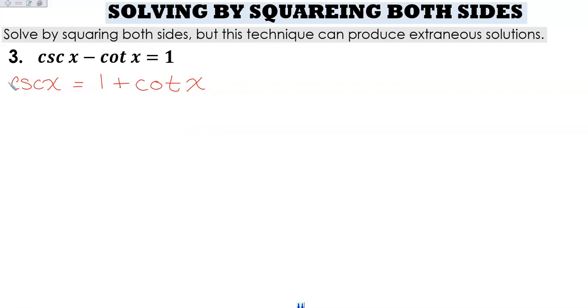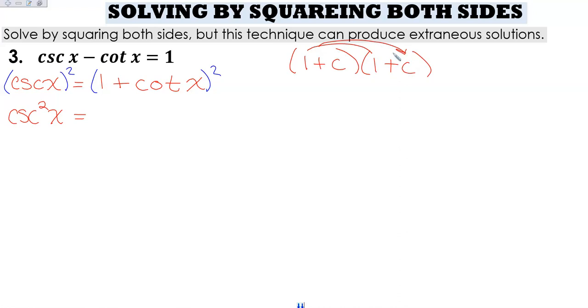So now what we're going to do is we're going to go ahead and square both sides of the equation. This is going to give us cosecant squared of x. Now, a shortcut over here, guys. Remember that when we do 1 plus cotangent squared, this is 1 plus cotangent times 1 plus cotangent, and we are either distributing throughout the whole thing, okay, or we can take a shortcut called square double square.